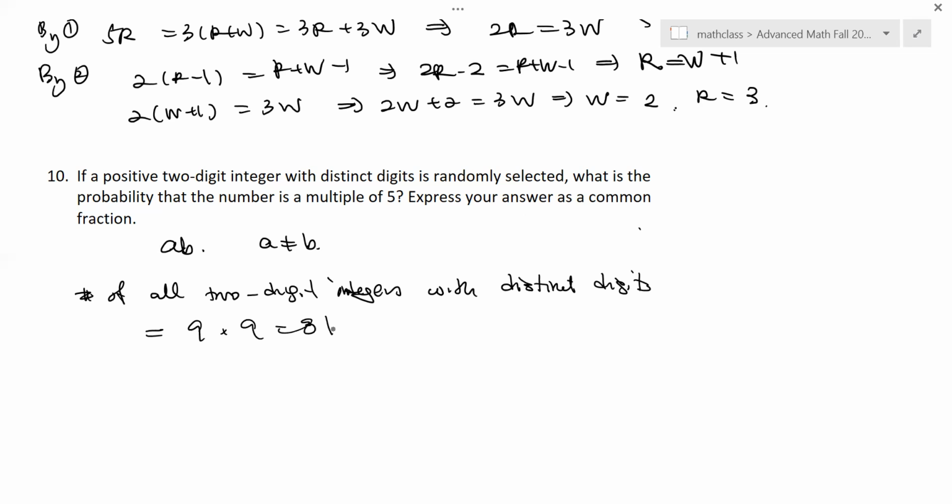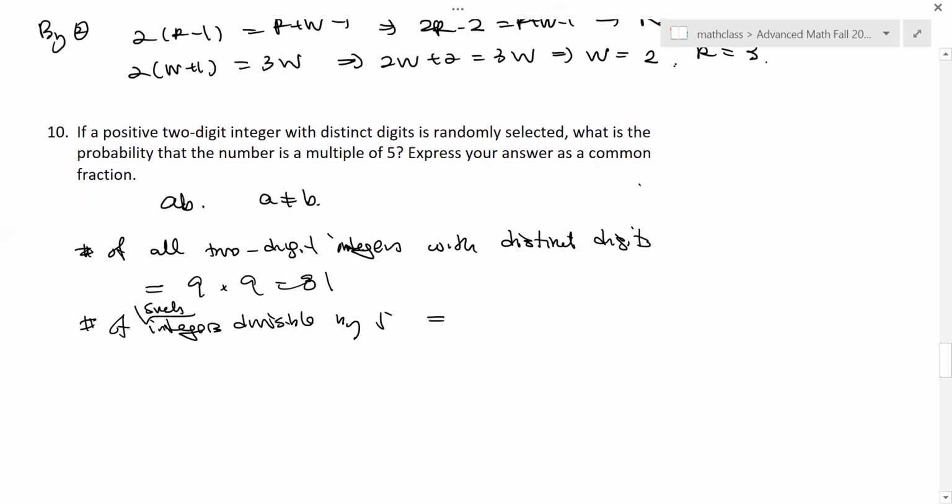That's the question. The number of such integers, okay? Because the digits should be different. Divisible by 5. How do you count it? Okay. Yeah, please work on this. Okay. So how do we count them?